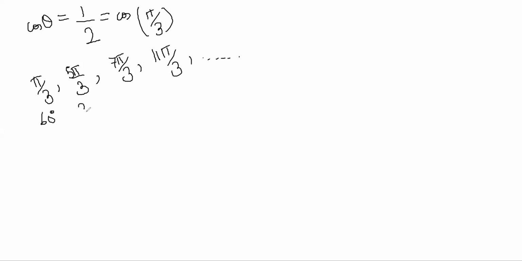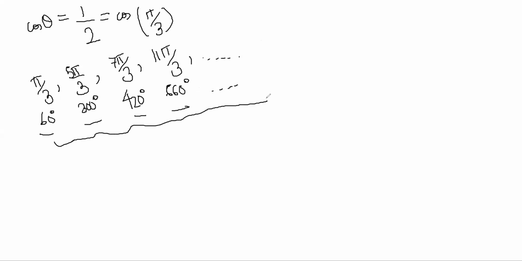This is 60 degree, this is 300 degree, this is 420 degree, and this is 4 pi, which is 720 degree, minus this, so 660 degree, and so on. You understand? At all of these angles, you can verify that cos theta is half. So now I want a nice formula which captures all of these values.